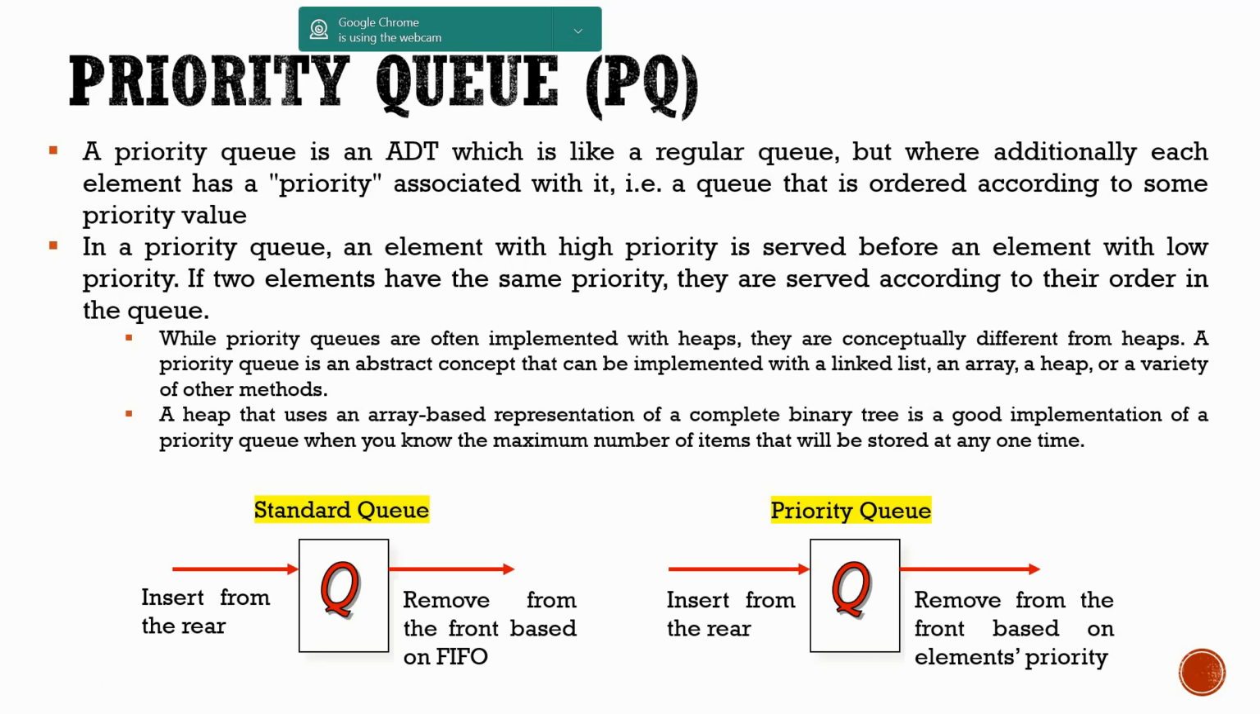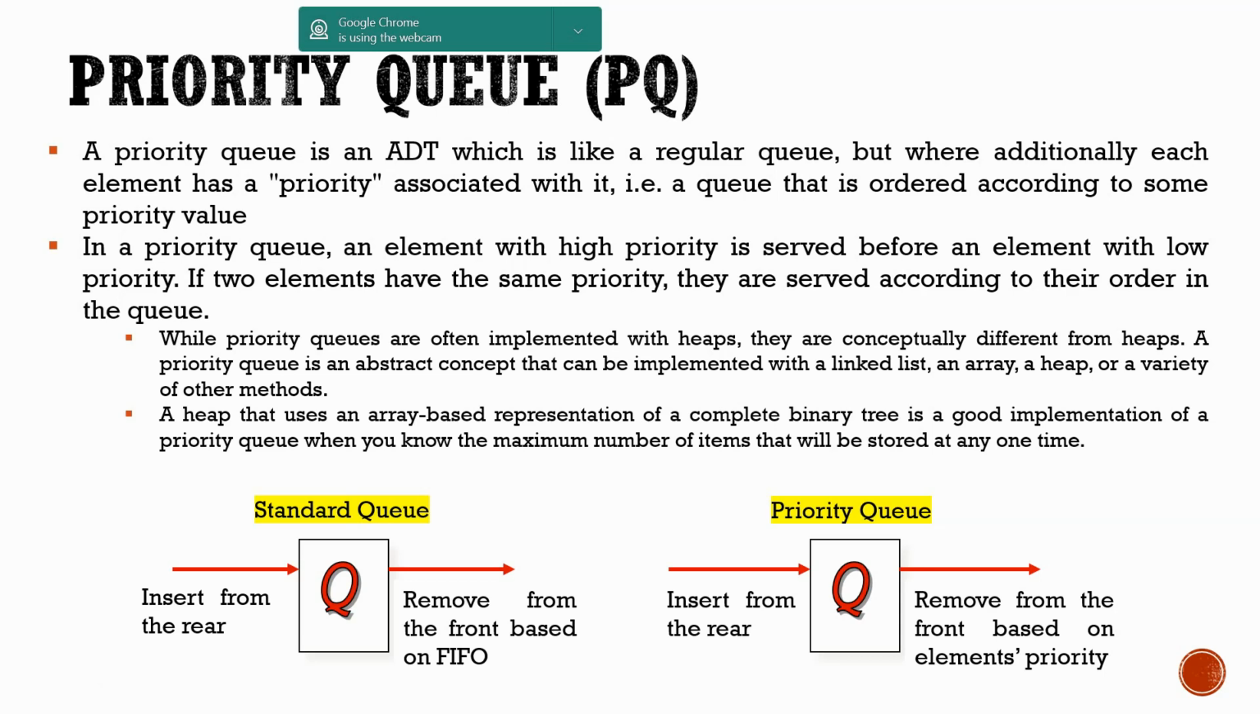It means that the queue is ordered according to some priority value, and we pop the elements, we remove the elements based on their priority or based on their key value. In a priority queue, an element with high priority is served before an element with low priority. And if two elements have the same priority, they are served according to their order in the queue.